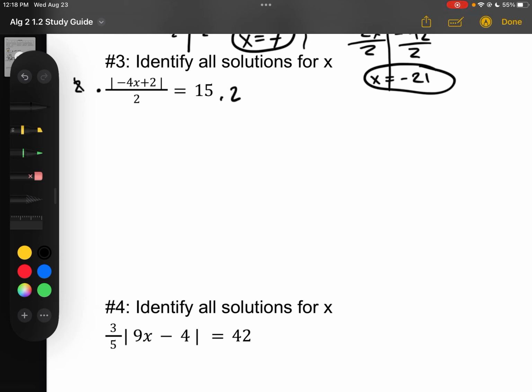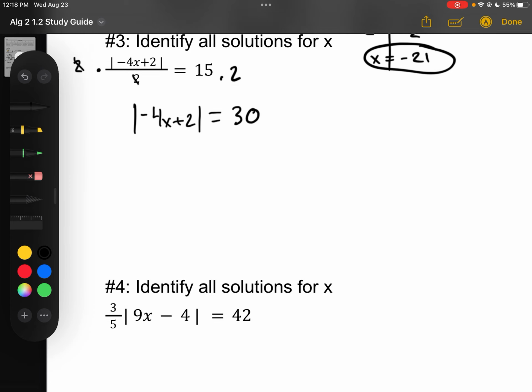So on this side, 2 divided by 2 cancels. You're left with the absolute value of 4x plus 2 equal to 30, equal to a positive number, so that's okay. We are able to solve this. We can now split it into our plus and our minus examples.